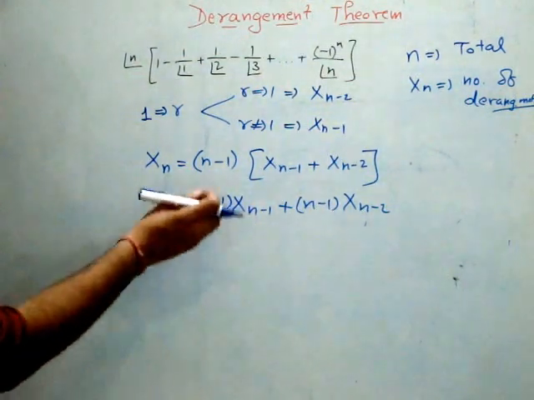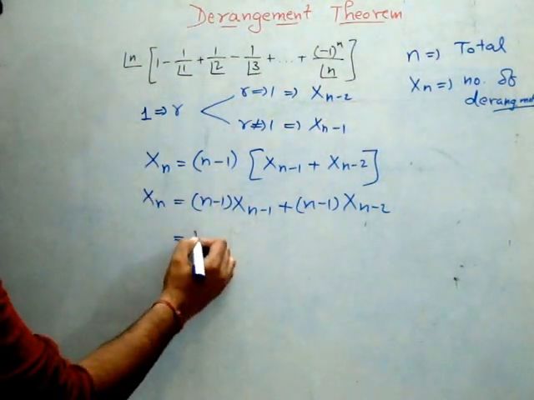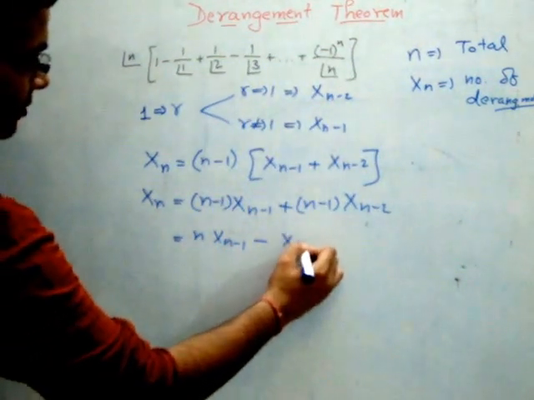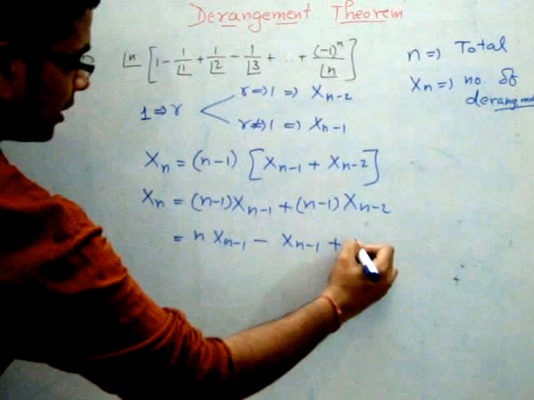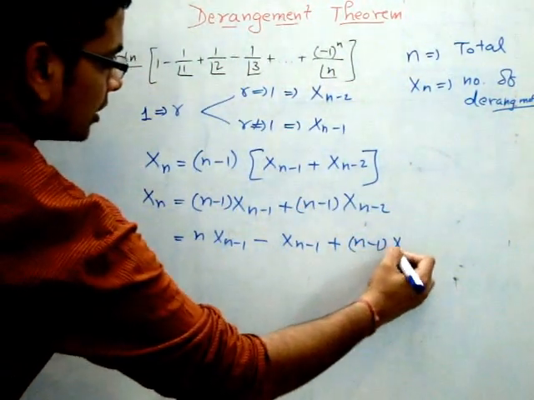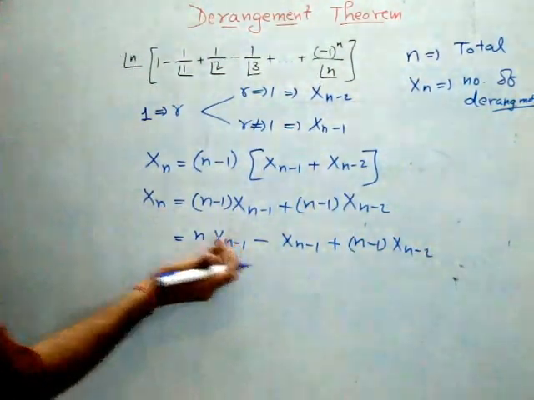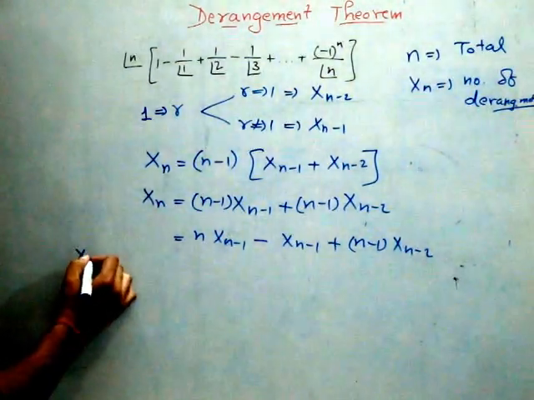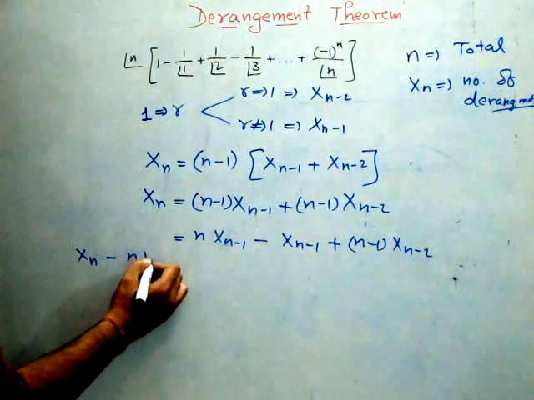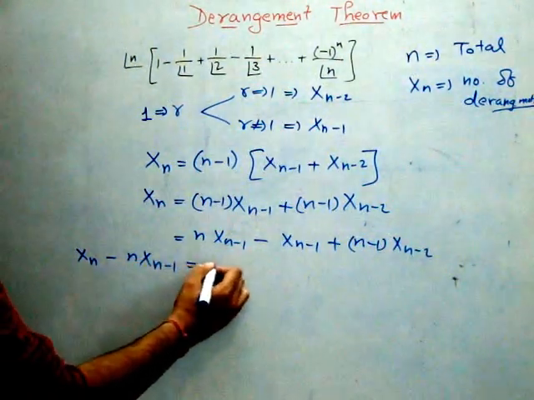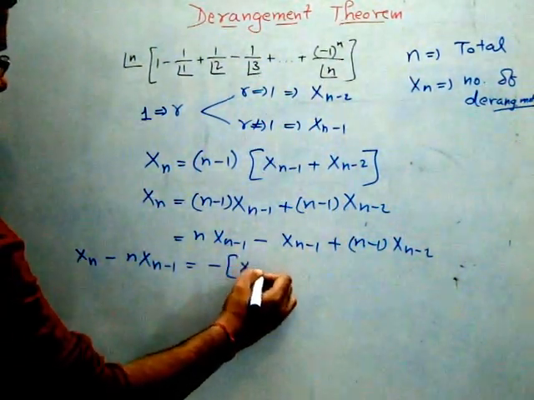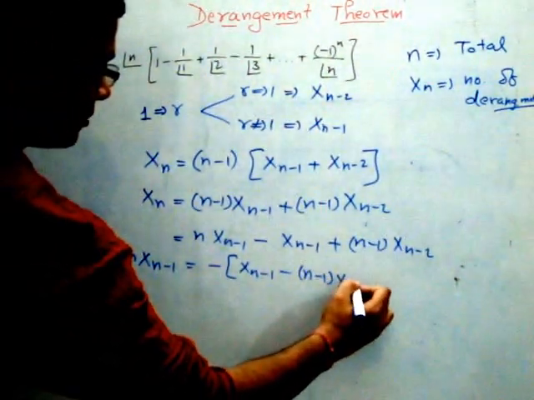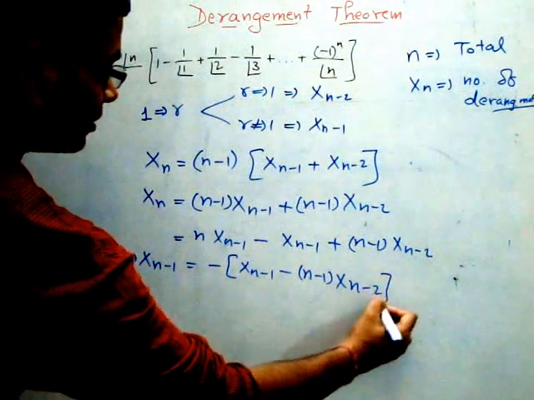Now let's just open this up also. So it will be n into xn minus 1 minus xn minus 1 plus n minus 1 into xn minus 2. Now let's bring it to this side. Why are we doing this? We'll understand in a minute. So xn minus n xn minus 1 is equal to negative of xn minus 1 minus n minus 1 of xn minus 2. Are we clear with this?